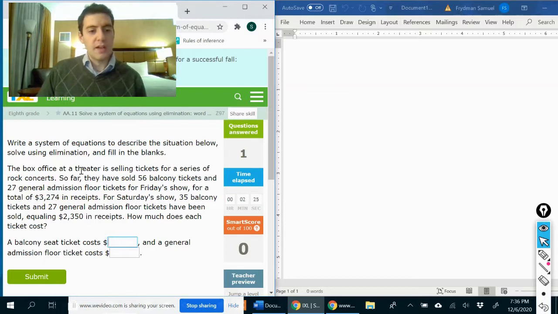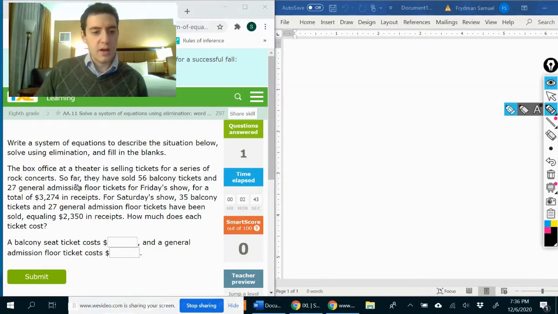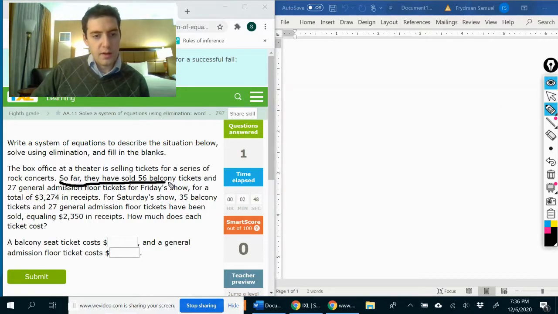The box office at a theater is selling tickets for a series of rock concerts. So far, they have sold 56 balcony tickets and 27 general admission floor tickets for Friday's show, for a total of $3,274 in receipts. Okay, so let's pause there and write an equation to describe this sentence.